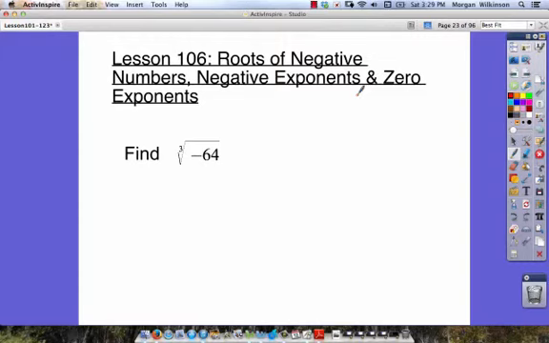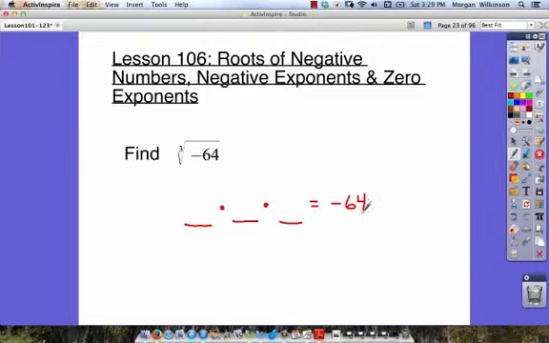Lesson 106 is about roots of negative numbers, negative exponents, and zero exponents. So our first problem says find the third root of negative 64. Now the third root of negative 64 means what number do you have to multiply by itself three times, the third root, in order to get an answer of negative 64?